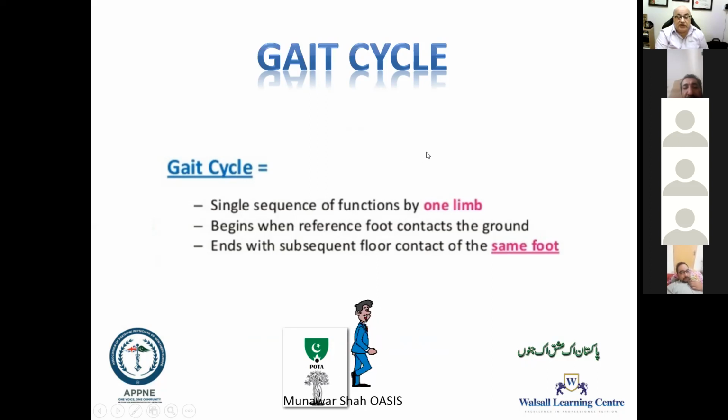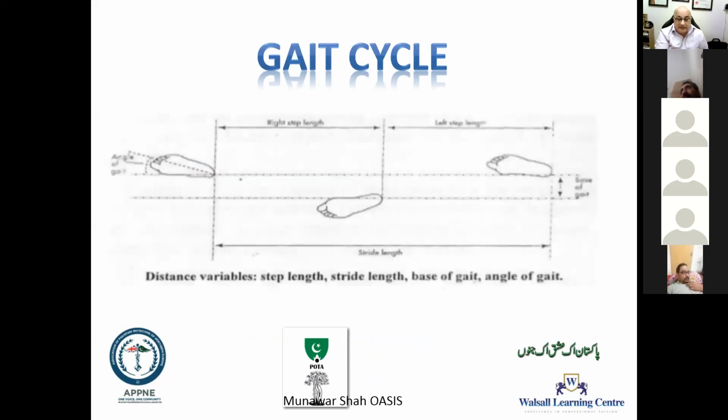Okay, so what is a gait cycle? Anybody, I don't mind. This is a single limb movement. So we know that it is from the initial contact of the same limb to the next initial contact of the same limb that is called a gait cycle. Okay. Yes. We're happy with that.